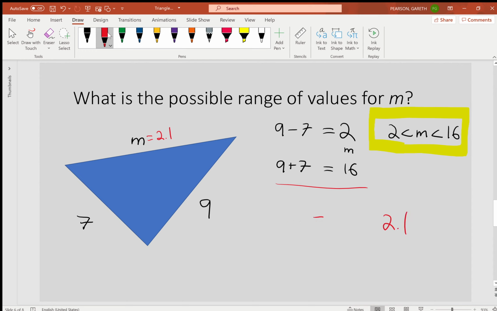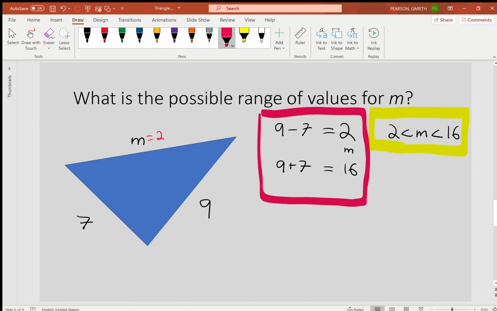Now let's say instead of 2.1, I pick 2, which we already decided does not work because m has to be bigger than 2, not equal to 2. But let's say I pick 2, right? If instead of 2.1 I say m is 2, well 7 plus 2 is 9. And 9 is not bigger than the remaining side of 9. This doesn't work. This is just a shortcut that I've taught you here. This is a neat trick.